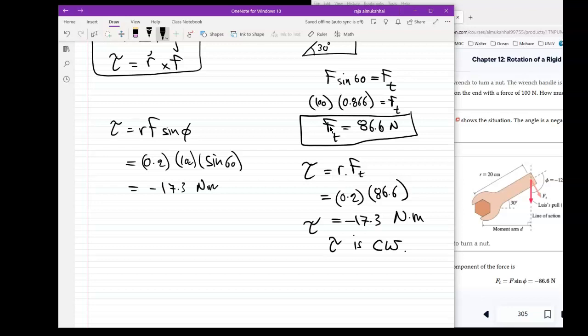And pay attention to the sign of it here. Is it clockwise or counterclockwise? This is very important. Very, very important. We're going to do some more problems later. Okay. So that's basically how you do it. All right. I'm going to do at least a couple more problems on torque.